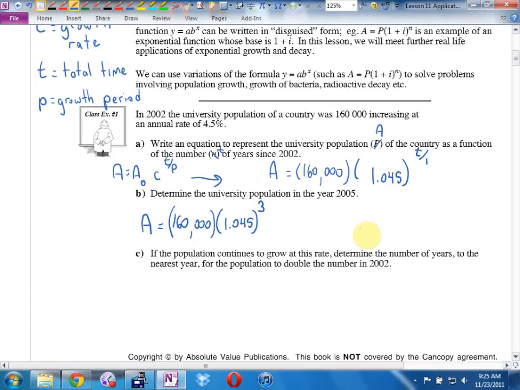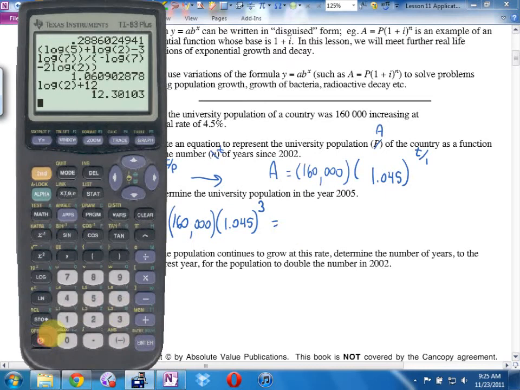$160,000 times 1.045 cubed. What do you get? 4.67? We're starting with 160,000 people. There's no way we have 4.67. I don't think you've multiplied by 160,000 times 1.045 cubed. Right? What do you get?